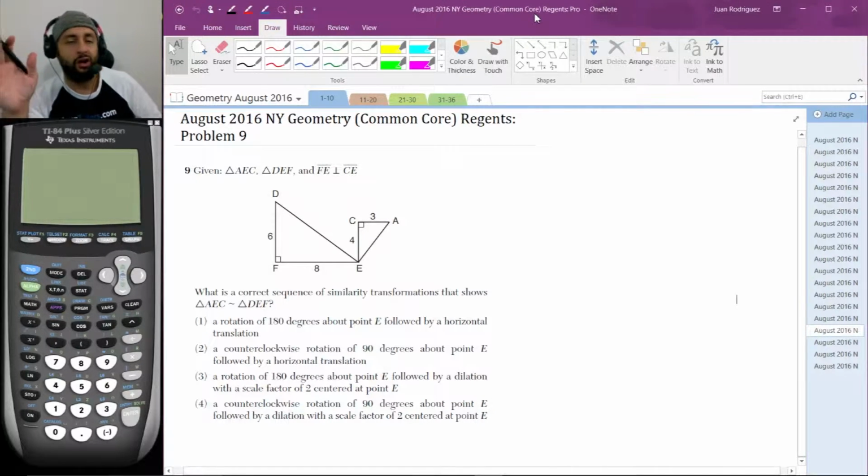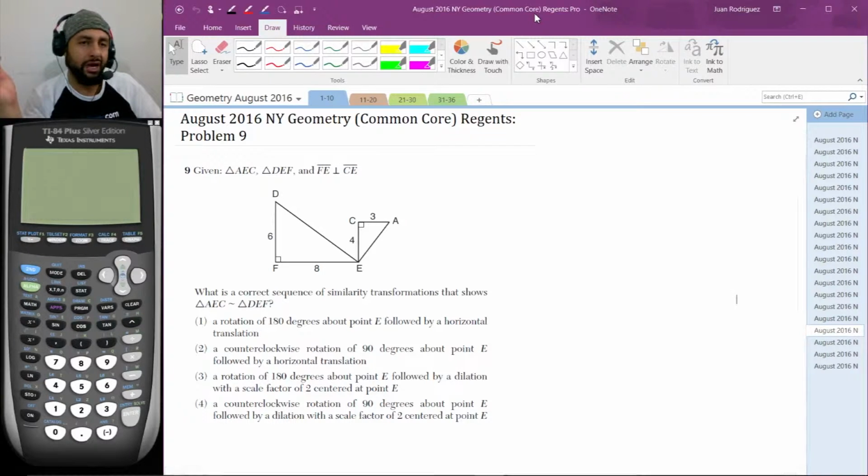Today we're working on the August 2016 New York Geometry Common Core Regents problem number 9. If you want to access these exams, go to nysedregents.org. They're freely available there.